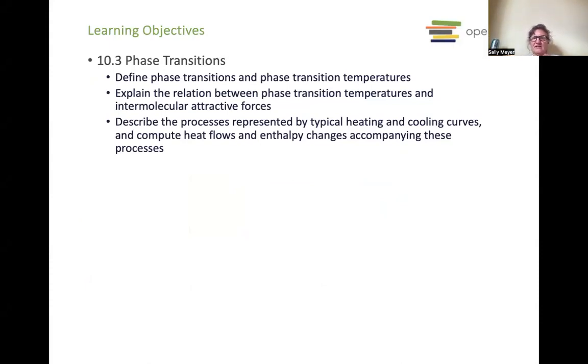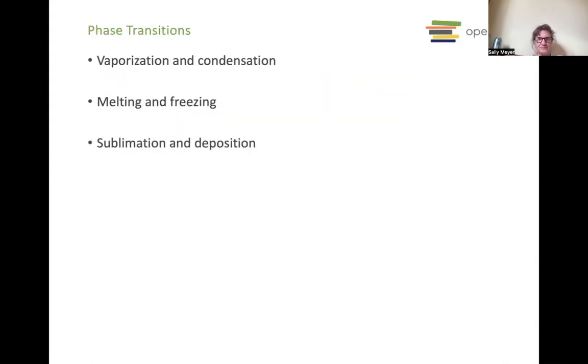So phase transitions are a very important property of solids, liquids, and gases. We want to define what it means to say you have a phase transition, explain the relationship between a phase transition temperature and the intermolecular forces that are holding molecules in the phases, and describe the processes represented by typical heating and cooling curves, and compute heat flows and enthalpy changes accompanying these. The heating and cooling curves are experiments that you can use to determine where phase transitions are in terms of temperature and pressure. So we're going to talk about vaporization and condensation.